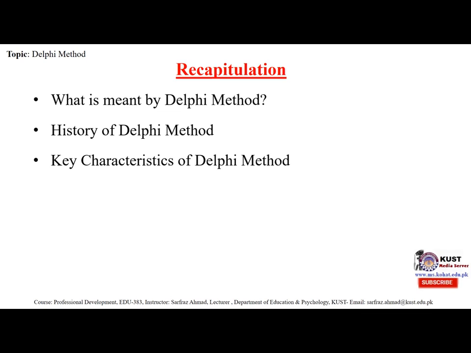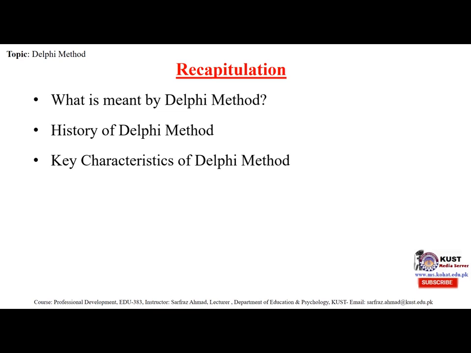So remember that Delphi has been widely used for business forecasting and has certain advantages over other structured forecasting approaches, and especially in predictive markets. Delphi is based on the principle that forecasts from a structured group of individuals are more accurate than those from unstructured groups.